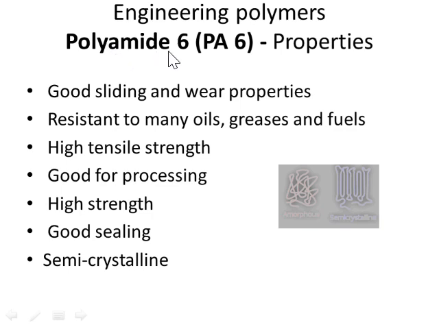Engineering polymers: polyamide, which we can call PA. PA 6 is a version, and PA 6.6 is another, though that's not needed actually. Polyamide has common properties and common applications. It has good sliding and wear property. That means if it makes contact with any other surface, this polyamide will not wear that much compared with other polymers. That's why we call this good sliding and wear property.